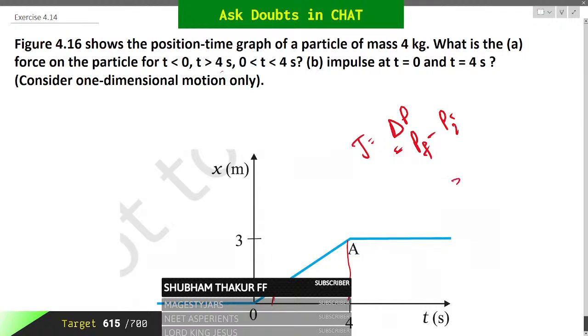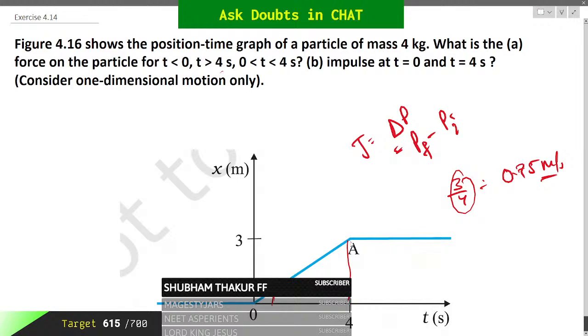So it would be 3/4, and that would give us 0.75 meter per second. So velocity we have got. We see that at time t equals 0 second, the final velocity is 0.75 meter per second in the positive direction, and initial velocity is 0. So p final would be 0.75 times the mass, that is 4, so it would be 3, minus p initial, which would be 0, so the impulse would be positive at time t equals 0.